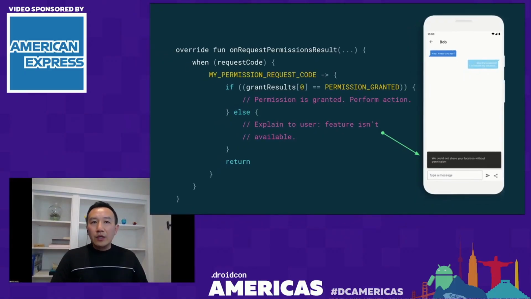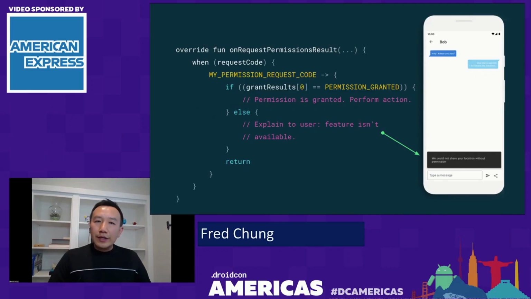In this case, we could show an explanation, for example, in a snackbar to indicate that the functionality is not available. For example, in the VoIP use case, if the user has denied access to the camera, you might want to pop up a snackbar to tell the user, hey, in this particular VoIP session, you won't be able to display your video to the other party.